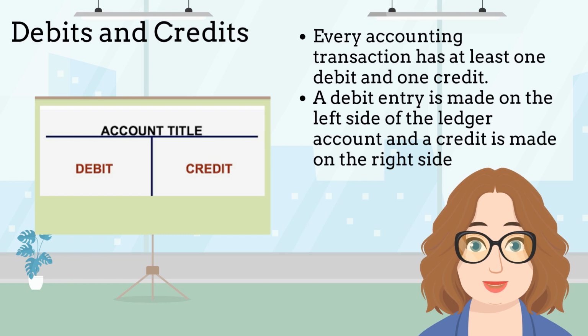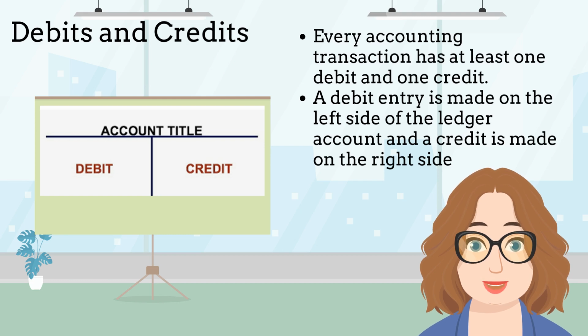Now, let's talk about debits and credits. In accounting, every transaction has at least one debit and one credit. That is why we refer to it as double entry bookkeeping. Debits and credits are used to record financial transactions in a company's books.